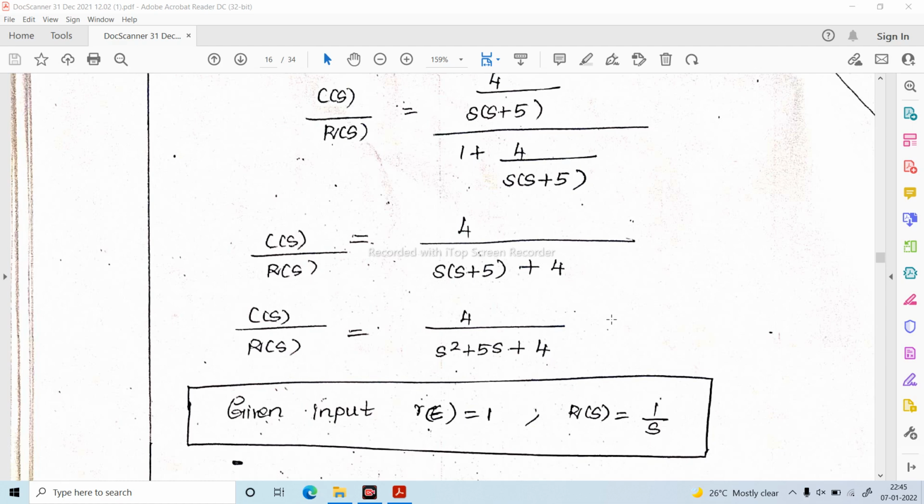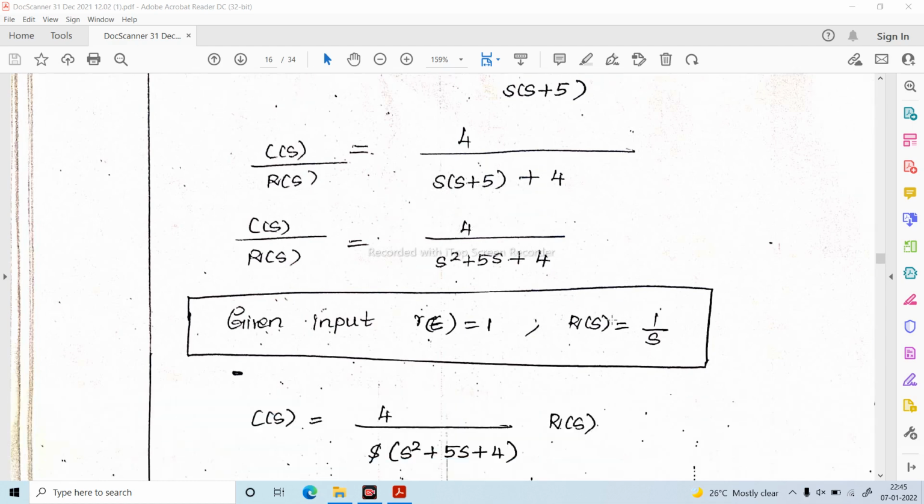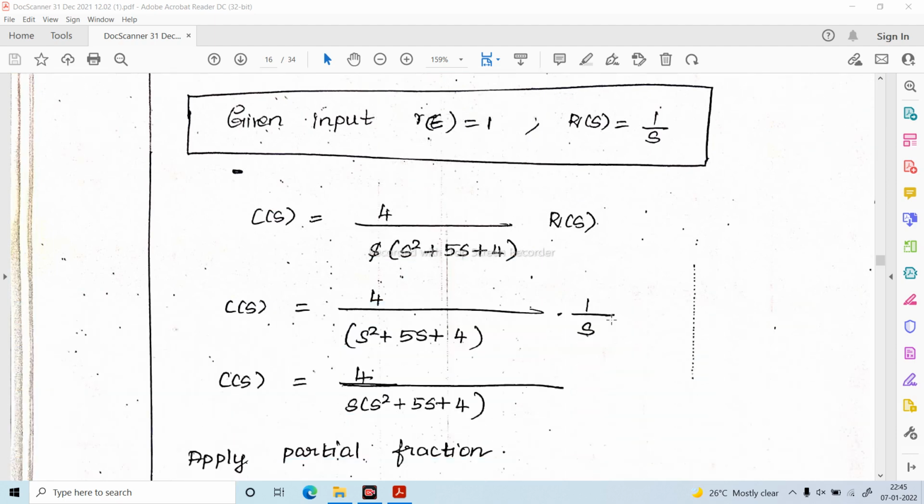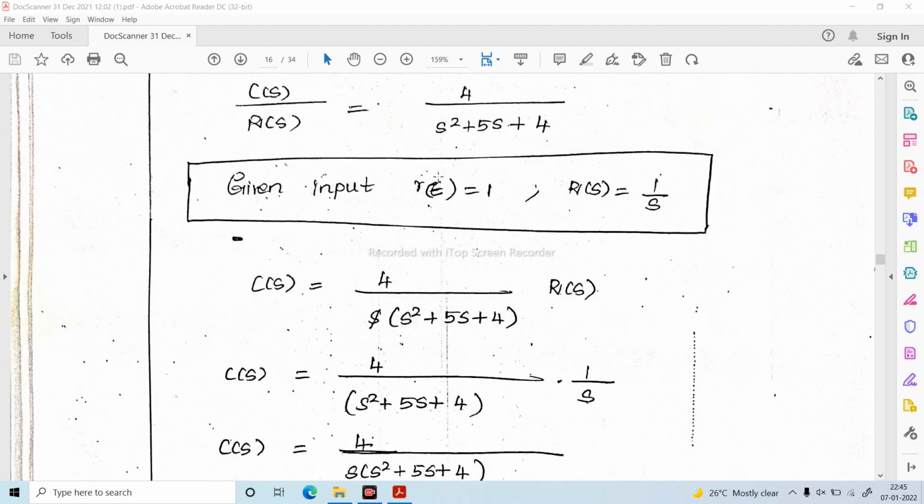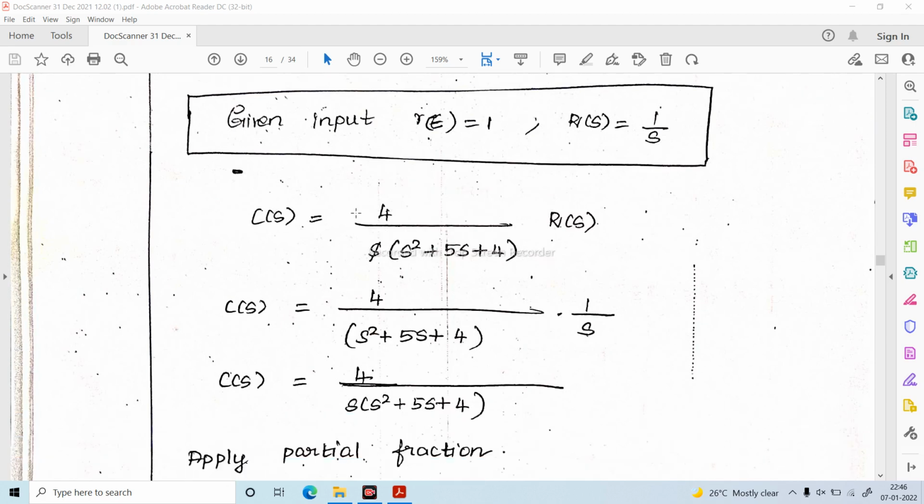And next, the problem given is to apply the unit step input. So for a unit step input, what is r(t)? r(t) is 1, R(s) is 1 by s. What is C(s)/R(s)? 4 by s square plus 5s plus 4. So C(s) equals R(s) into 4 by s square plus 5s plus 4, and instead of R(s) put 1 by s. So C(s) is 4 divided by s square plus 5s plus 4, into 1 by s.